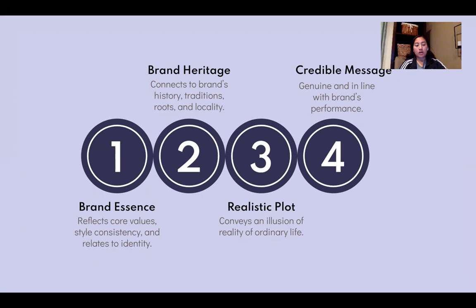Third is a realistic plot, which conveys an illusion of reality in an ordinary life. This would be like using sincere stories or ordinary spokespeople or actors instead of celebrities. This enables consumers to identify and interpret the benefits, and it evokes feelings of sympathy and empathy. Some downsides of this realistic plot, though, is that it might be boring to some consumers. It could be less entertaining and less memorable.